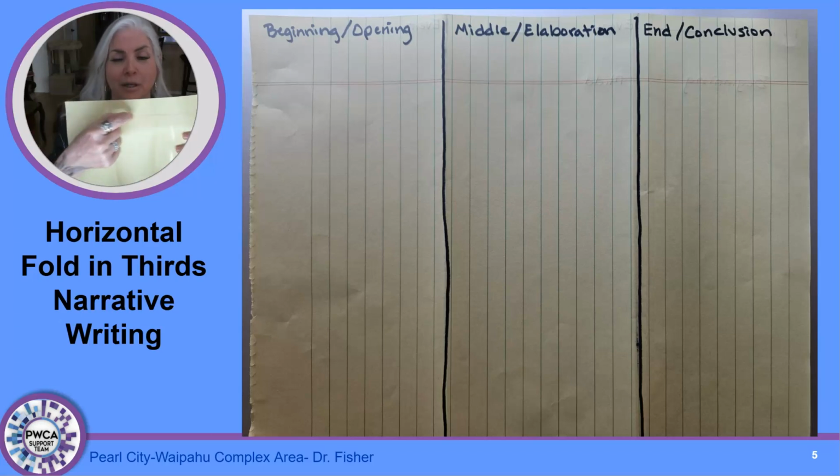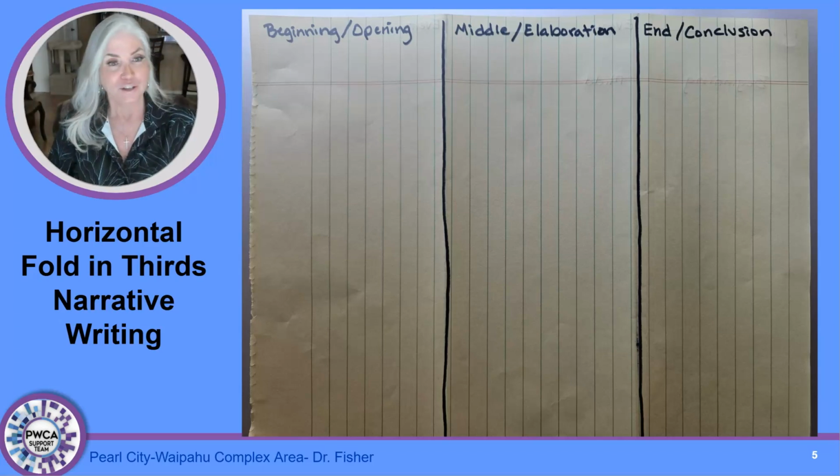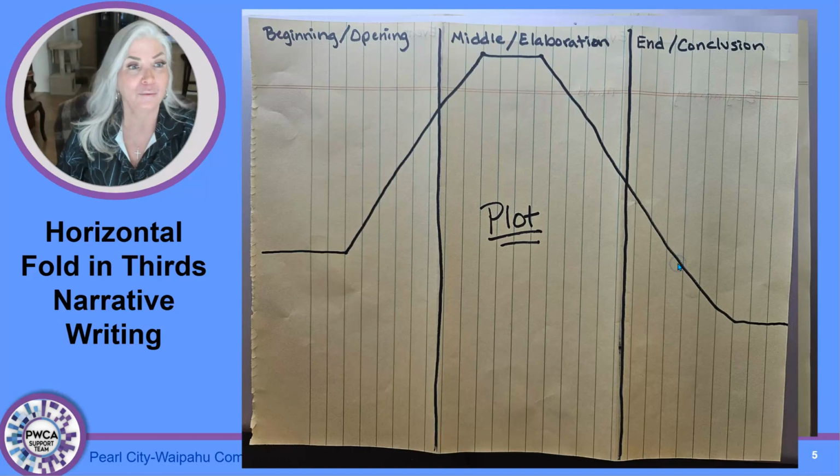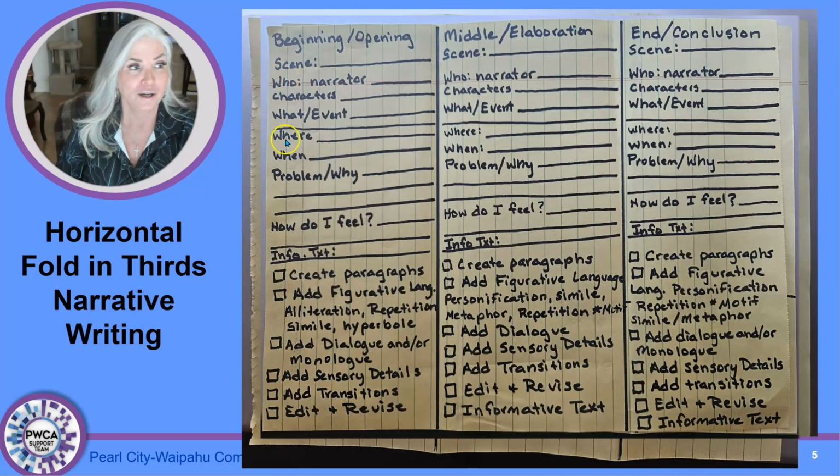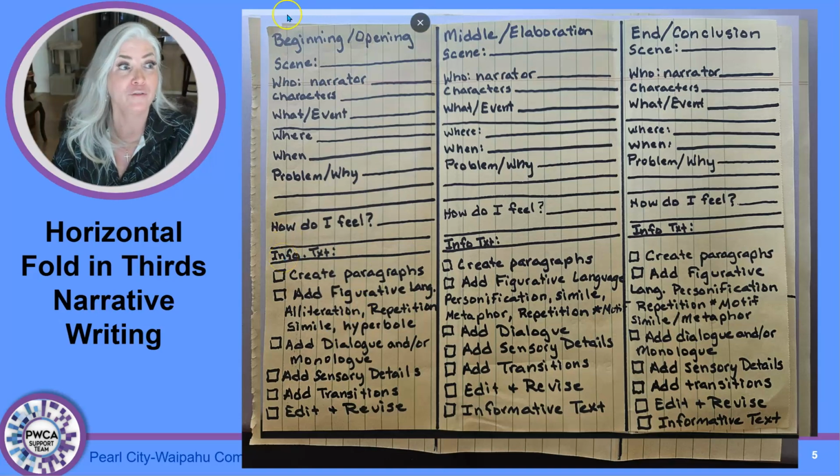So now my paper has 3 columns, and I just put beginning, we also call that an opening, middle, which is also sometimes referred to as our elaboration, and our end, which is also sometimes referred to as our conclusion. And then I just put the 5 W's, the who, what, when, where, why on it. So who, what, when, where, why. And remember that why for us is we have a problem, why is it a problem? And then how do you feel? And that informational text. And we do that for the beginning, the middle, and the end. So all of the columns just say the exact same thing, the who, what, when, where, why.